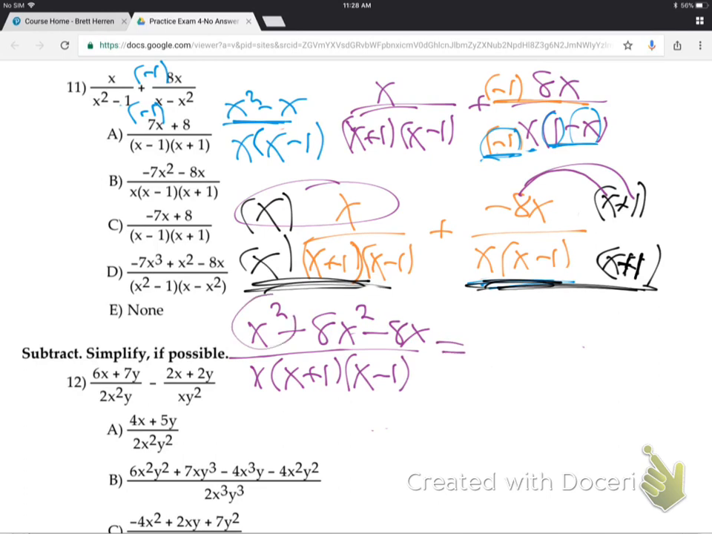Now, x squared minus 8x squared. Notice all my work's on the top now. I'm done with the bottom, right? That'd be negative 7x squared minus 8x. Good to there?